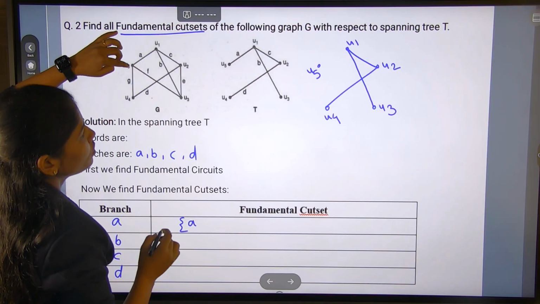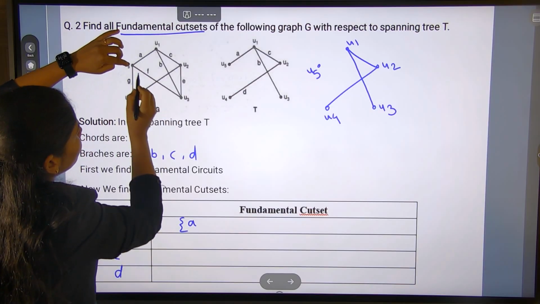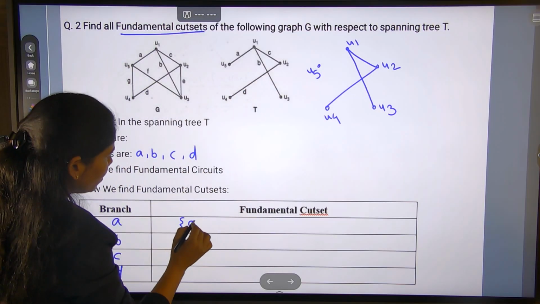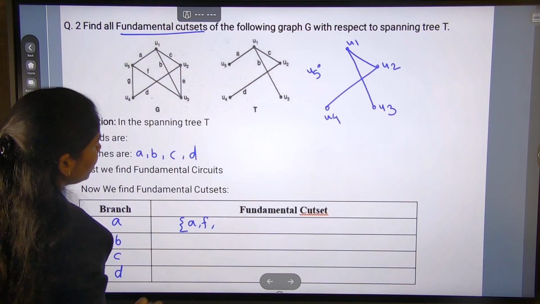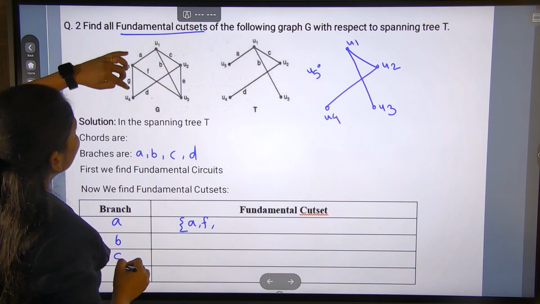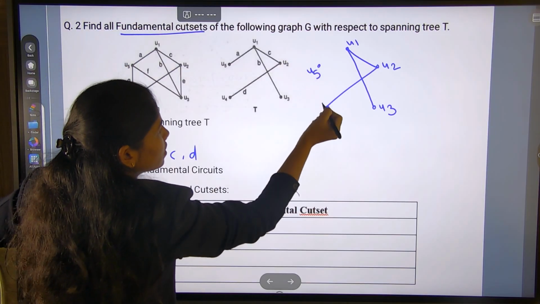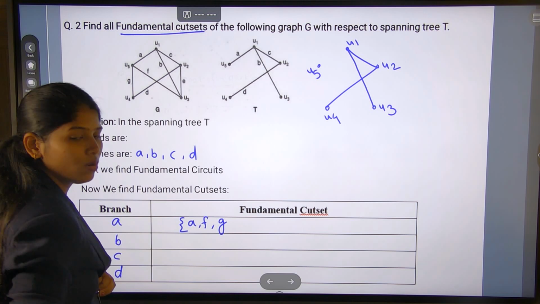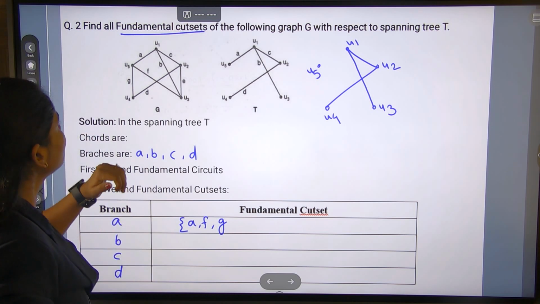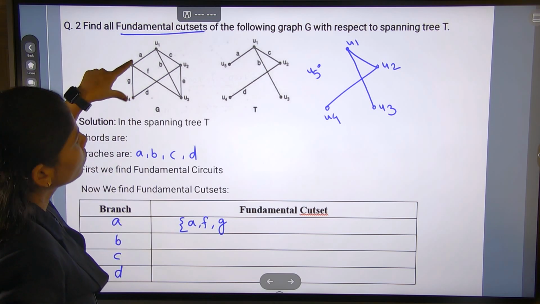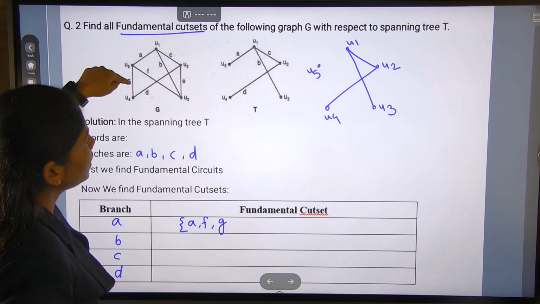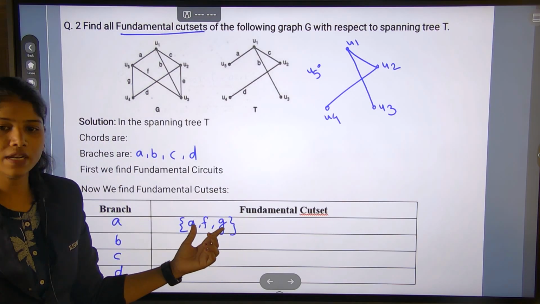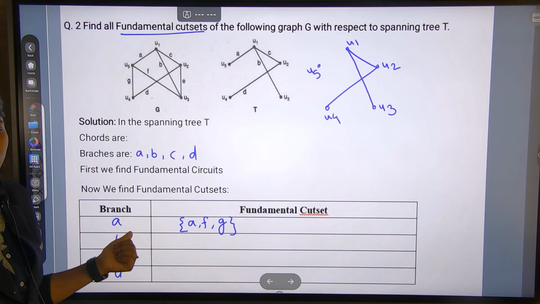Then if we join F, we get a connected graph. So write down the edge F. Then if we join G, again we get the connected one. Therefore G is also in the fundamental cut set. So all three are done. Therefore this is the fundamental cut set with respect to this branch.